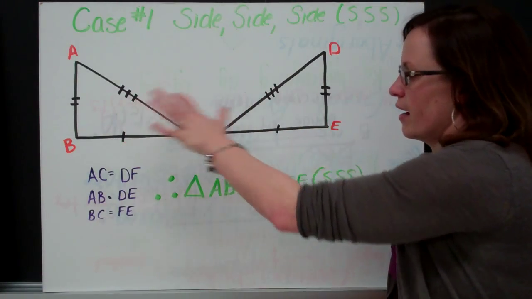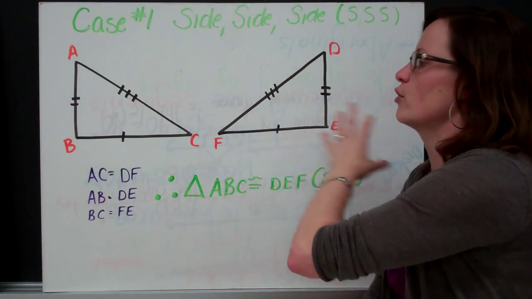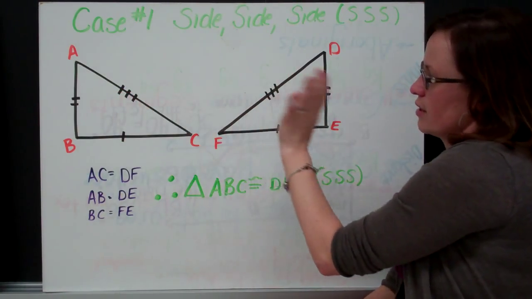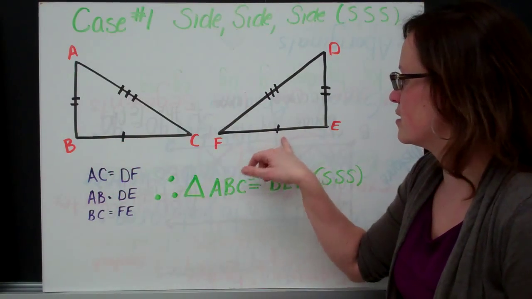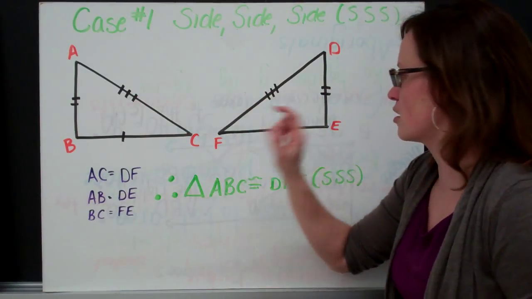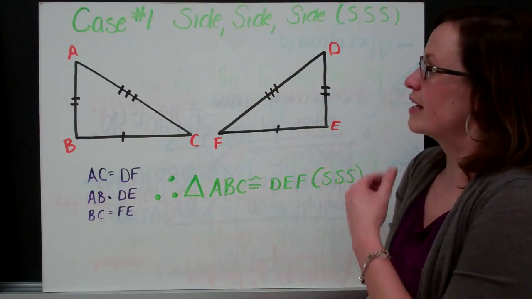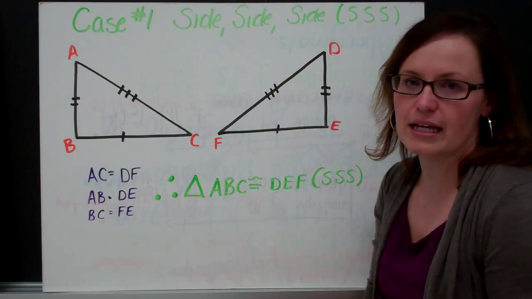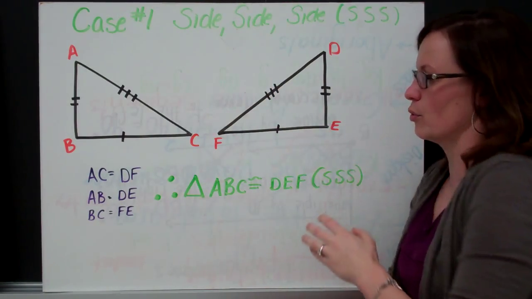So if we get 2 triangles, and these ones have different orientation. The one looks like it's flipped over here. We know that these 2 sides are the same because they're marked. We know that these 2 sides are equal because they're marked. We know that these 2 sides are equal because they are marked. So because all of the sides are equal, they have to be congruent. That's the side, side, side rule.